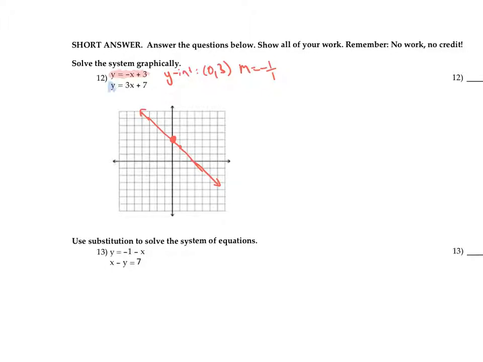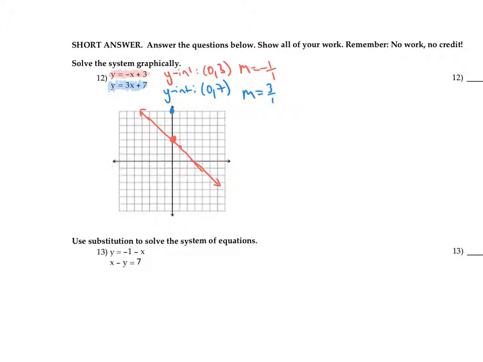And then my second one is 3x plus 7. So my y-intercept here is 0, 7. And the slope is 3 over 1. So I count up 7, 1, 2, 3, 4, 5, 6, 7. And notice if it goes off where you can't graph the y-intercept, you can always pick another point by plugging in x equals 1 or x equals negative 1 to find another point that works.